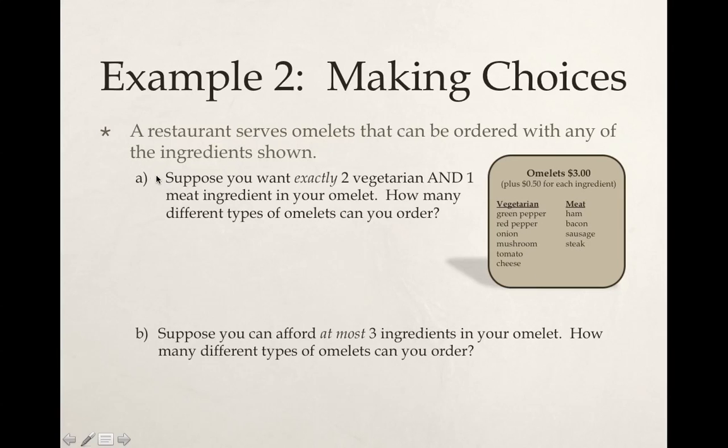Okay, so in part A, it says, suppose you want exactly 2 vegetarian and 1 meat ingredient in your omelet. So maybe you want cheese and mushrooms and sausage in your omelet. Okay, but the question is, how many different ways can you order that omelet? So cheese, mushroom, and sausage is one way, but how many different omelets could you order that would have exactly 2 vegetarian options and 1 meat option?